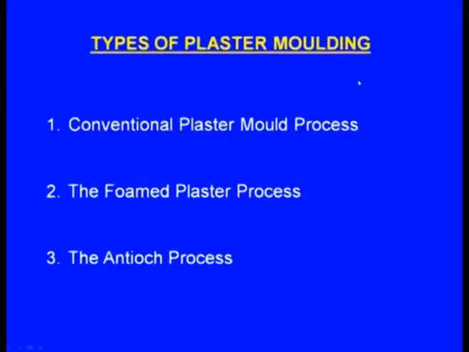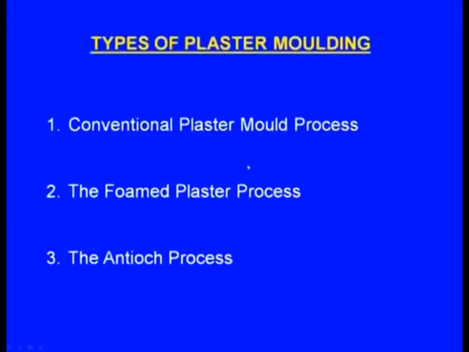Then we have seen the plaster molding. The plaster molding is classified into three types. One is the conventional plaster mold process, the second one is the foamed plaster process, and the third one is the Antioch process. In the conventional plaster molding process, only plaster of Paris and water is used, in the proportion of 5:8, 5 parts of plaster and 8 parts of water, to make the slurry, and that slurry flows around the pattern. Finally, we make the molds and pour the molten metal. But the drawbacks of this process are less strength and less permeability.